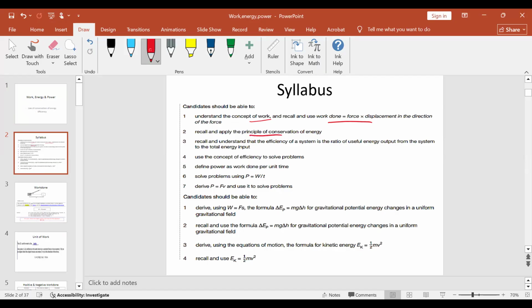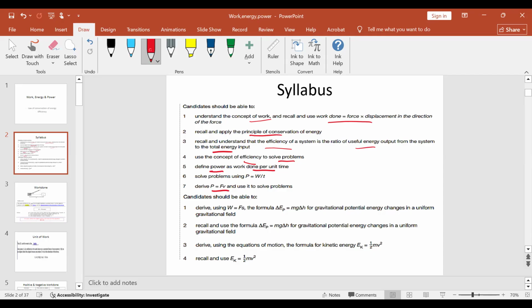Then we'll be discussing energy, and in energy there is a law, that is the law of conservation of energy, or the principle of conservation of energy. We will be studying the term efficiency, as a ratio of useful energy to the total input energy, and we will use it to solve certain questions and problems. Then we will discuss the term power using the definition of work done per unit time, and using this formula we'll derive another formula for power, which is P equals force into velocity.